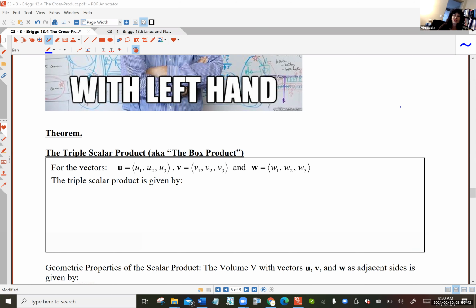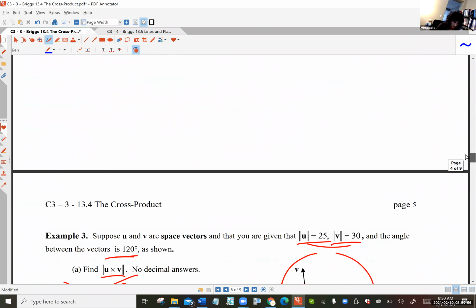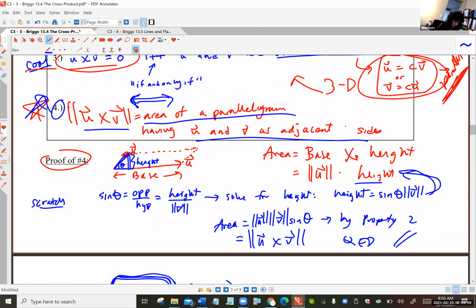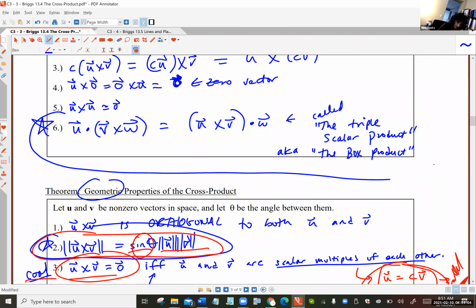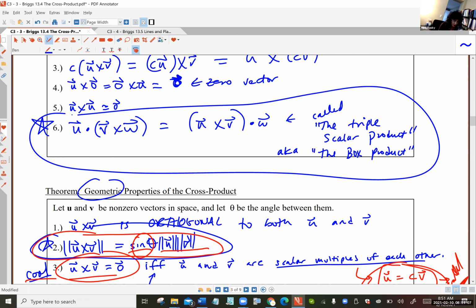Okay, more applications of the cross product. I'm going to go over the triple scalar product, aka the box product. I alluded to this being called the triple scalar product and also called the box product when we did our notes back here. So this was one of the theorems. U dot V cross W, which is the same as U cross V dot W, has a dot product and a cross product in the same expression. It's called the triple scalar product, also known as the box product.